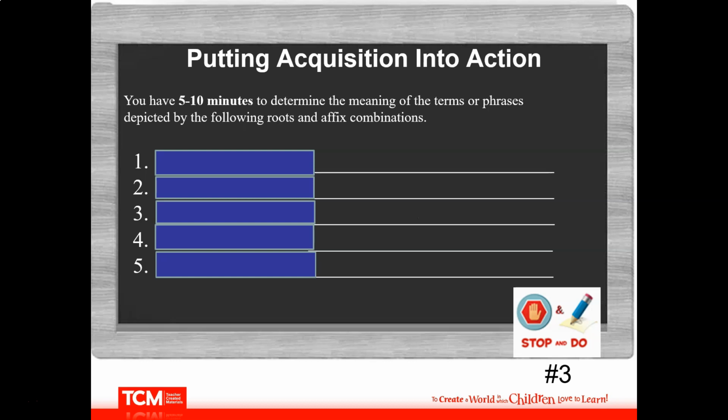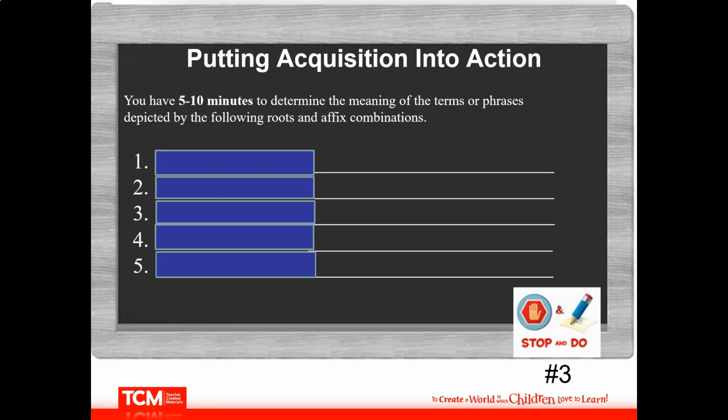Okay, wonderful. So now what I want to do with everybody is you're actually going to get a chance to do this on your own. And so in your learning reflection guide, I have given you 5 more completely made up phrases based off of word parts. And I've actually segmented those for you. And so what I'd like for you to do is in your learning reflection guide, take 5 or 10 minutes to determine the meaning of those terms or phrases depicted by the following roots and affix combinations that I've given you. So go ahead and pause your video, and when you are finished with that, resume your video, and then we will see how many of the answers you got correct.